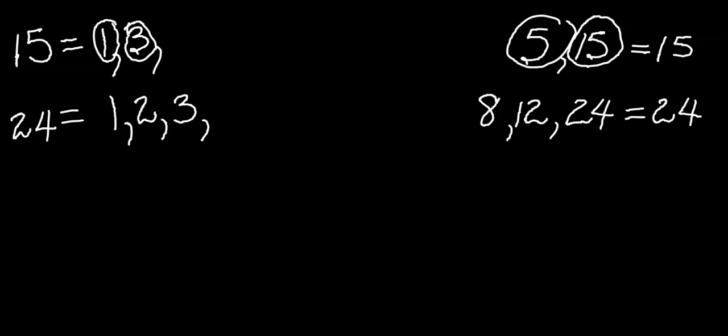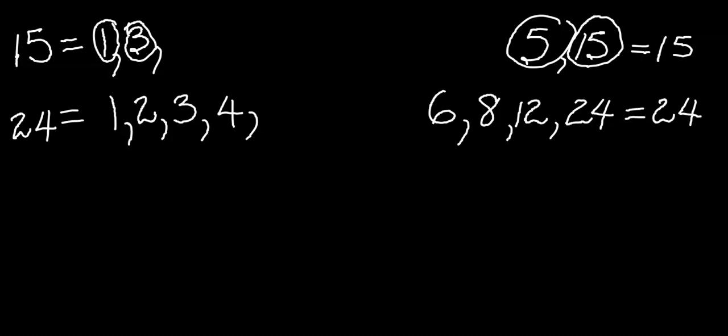If you're using your multiplication tables, you could go to your 4 times table and check if you find the number 24 as a multiple in your 4 times table. And if you did, you would know that 4 is also a factor of 24. And what do we multiply 4 by to get 24? The answer would be 6. So 6 is also a factor.